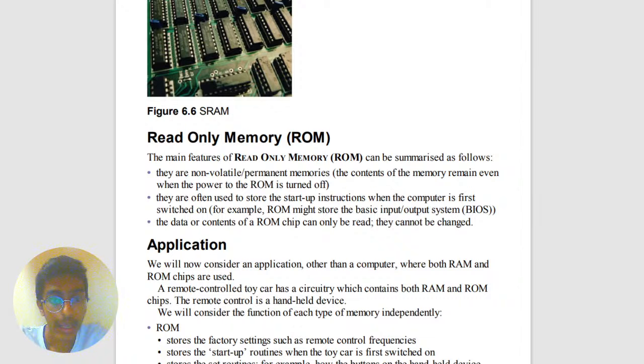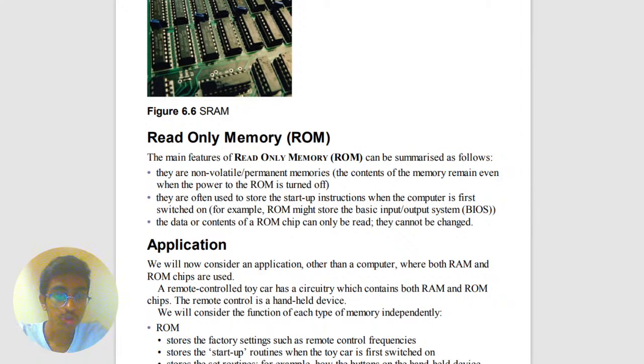When having a look at ROM, ROM is read-only memory. That one was random access memory, this one's read-only memory. This one is non-volatile, which means it's permanent. Read-only memory is permanent. Random access memory is temporary. Temporary is the same thing as volatile, and permanent is non-volatile.